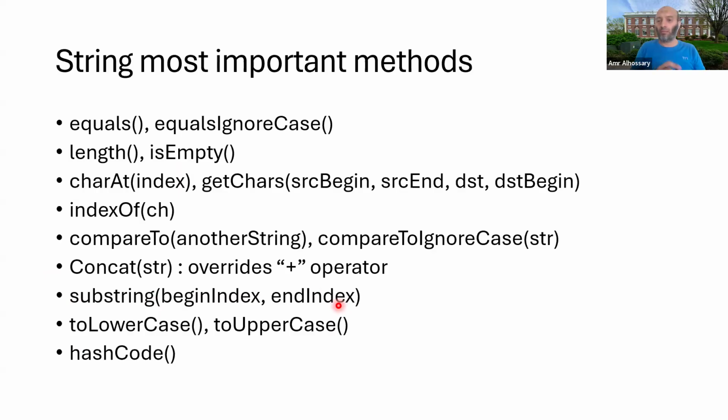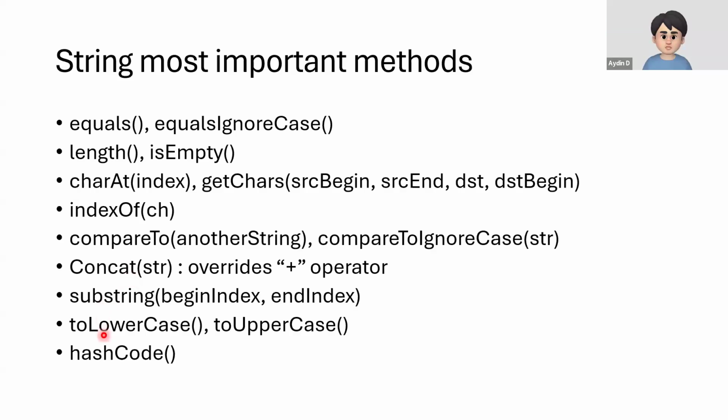So my name is Amr Ali Al-Husari. So I give you the index of 4 and, I think, 8 or 9, and it will extract Ali. But if I give it 0 and 3, it will give me Amr only. That's substring. We have charAt, getChars, indexOf, compareTo, and compareToIgnoreCase, like what we have with equals and equalsIgnoreCase.